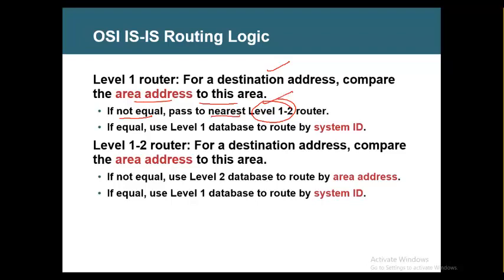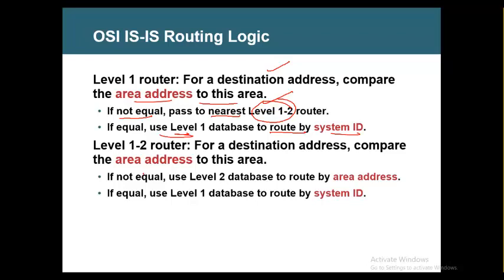Nearest. If you have multiple L1, L2 routers, what is an L1, L2 router? It's a border router, right? Yeah, it's a border router. So it needs to simply forward it to the nearest L1, L2 router. If the area ID is the same, what does that mean? I need to use the system ID to route the packet because the destination is in the same area.